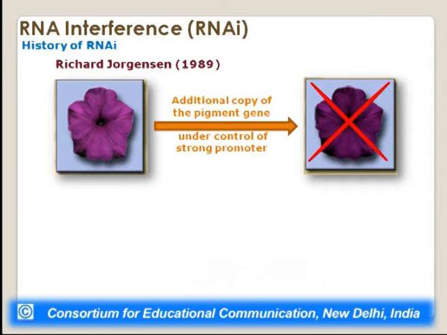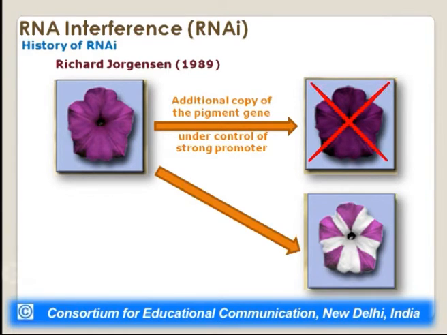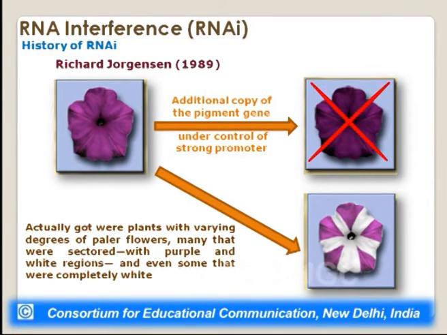However, what he observed was not a darker pigmented flower, but rather flowers which were termed variegated petunias, in which certain petals were completely white in color, and in fact some of the petunias obtained were completely white. So, actually he got plants with varying degrees of paler flowers, many that were sectored with purple and white regions, the variegated flowers, and even some of them were completely white.